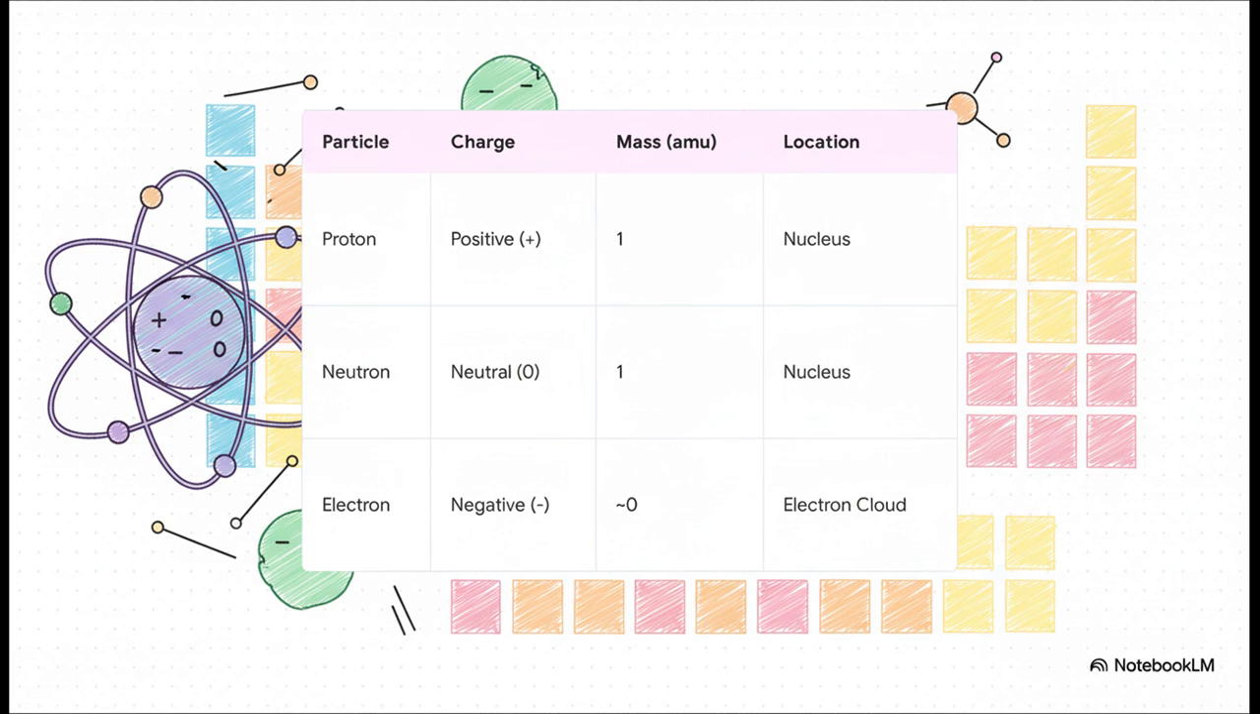Turns out, for all its complexity, you only need 3 tiny particles. In the center, in that nucleus, you've got your positive protons and your neutral neutrons. These are the heavyweights. They make up pretty much all of the atom's mass. Then, whipping around the outside in that cloud are the super light negative electrons. Their mass is practically zero, but as we're about to see, they run the whole show.